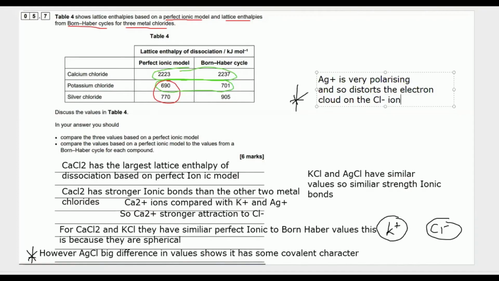So what we have is non-spherical ions. Because Ag+ is very polarizing because of its high charge density, it's distorting the chloride ion electron cloud and pulling it in towards the Ag+. So we're getting some covalent character. We can say it's not spherical. And all of these things are going to pick you up marks and help explain why there's that difference between the perfect ionic model lattice enthalpy of dissociation and the Born-Haber.